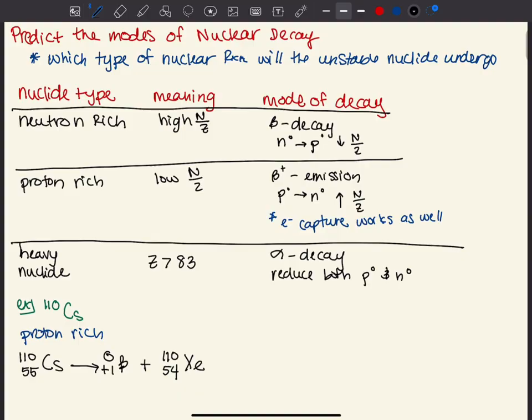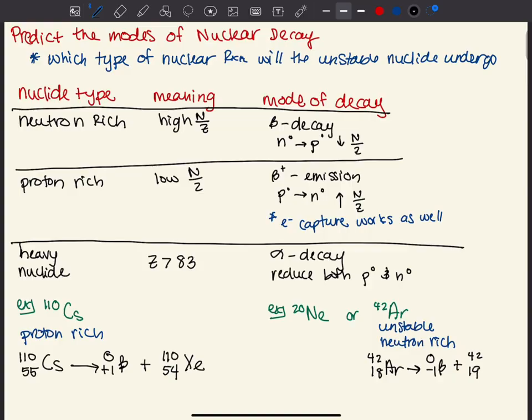The other example that we looked at was neon-20 or argon-42. And we said that argon-42 was unstable. And in this case, it is going to be neutron rich. So that means it's going to undergo beta decay. And when we look at the nuclear reaction for that, we'll start off with argon-42. It will emit a beta particle. Now my number on the top stays the same. My number on the bottom changes to 19, and that is the atomic number for potassium.